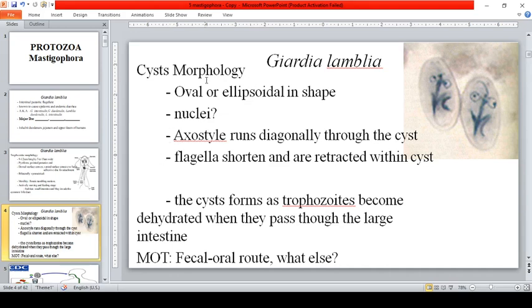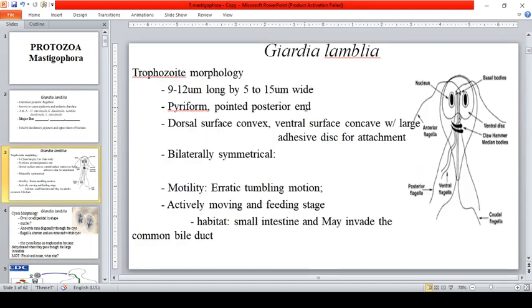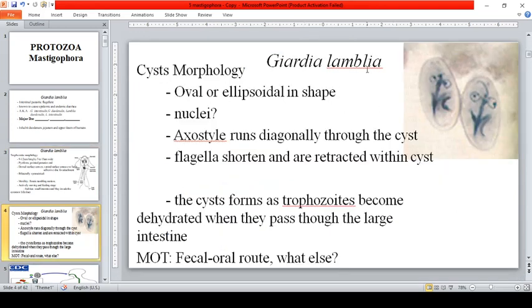Okay? So the Giardia lamblia cyst morphology, it is oval or ellipsoidal in shape, unlike the trophozoite that is teardrop shape. Okay, eto naman, medyo pahaba. It's not spherical. So when we say it's spherical, it's circular. Okay, bilog na bilog. But this is oval or ellipsoidal in shape. Okay, so napapansin nyo para siyang duli.